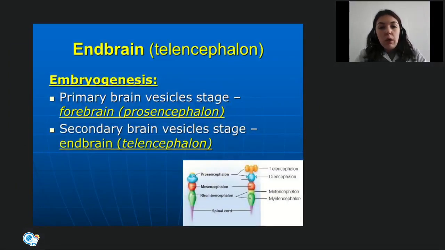And as always, when we discuss part of the brain, we will start with embryogenesis. So end brain, it is English name, and telencephalon, it is Latin and Greek. At the stage of 3 brain vesicles, end brain is developed from prosencephalon or forebrain, and at the stage of 5 brain vesicles, at the secondary brain vesicle stage, it is developed from telencephalon. You remember that prosencephalon is divided into telencephalon and diencephalon. So cerebral hemispheres are developed from telencephalon.